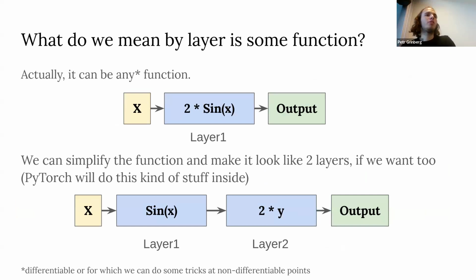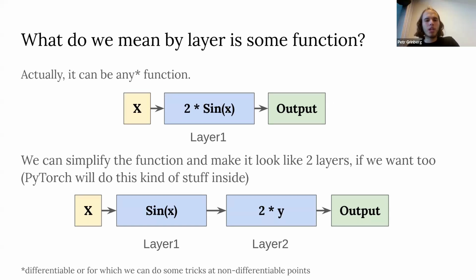But what do I mean here by some function? Actually, it can be absolutely any function with one star here: it should ideally be differentiable, or we can do some tricks at non-differentiable points. PyTorch will figure it out for you, and if it cannot, for example if you do some custom layer yourself, maybe you will need to define how to do proper gradients yourself. But usually PyTorch will do everything for you, so you mostly do not care.